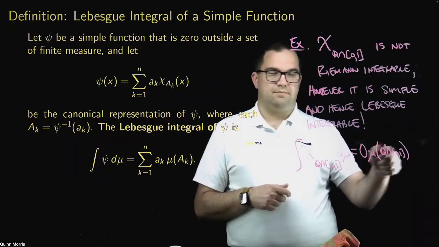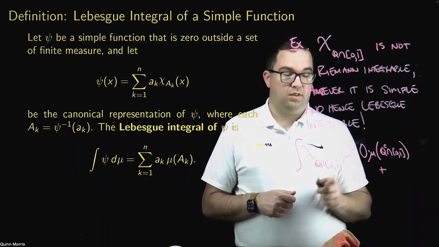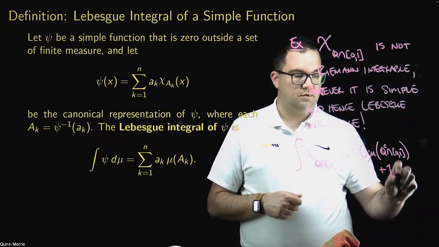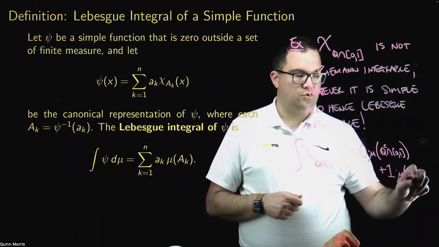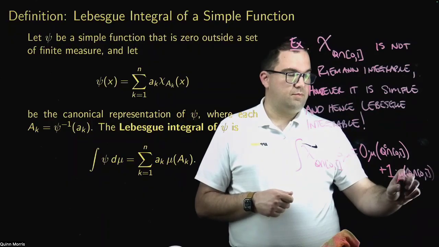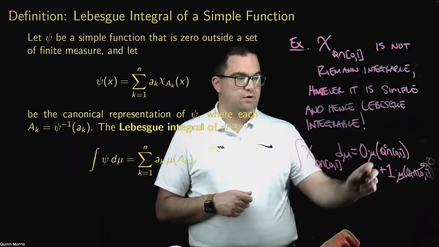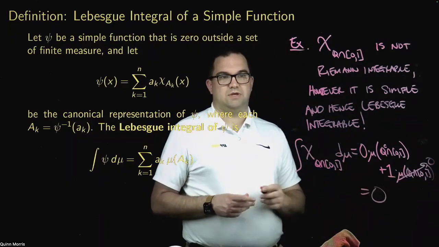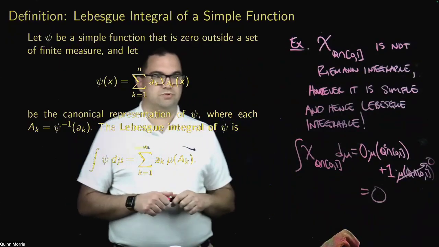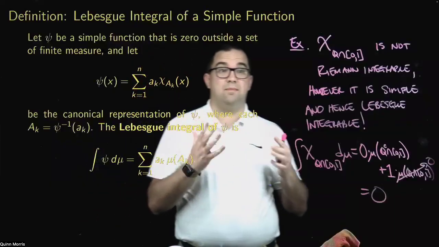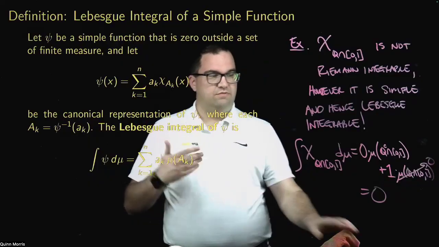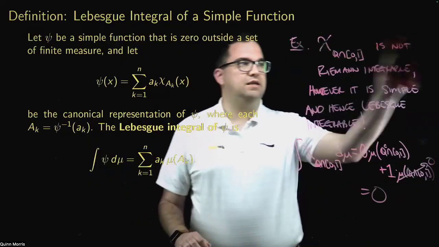So it doesn't matter. That term is going to be 0 plus 1 times the measure of Q intersect 0, 1. But remember, this set has measure 0. So you actually get that the Lebesgue integral of the characteristic function of the rationals in 0, 1 is 0. But it is Lebesgue integrable. It was not Riemann integrable. Okay, so we've already sort of made an advance here.